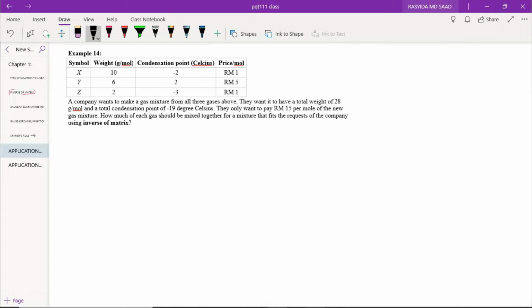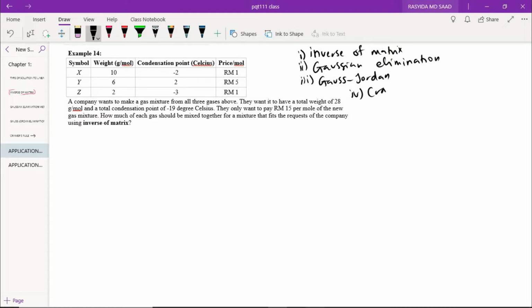For today we're going to take a look at the application of matrix. So remember, in linear systems there are four methods that can be used. The first one is inverse of matrix. The second one is Gaussian elimination. The third one is Gauss-Jordan. The fourth one is Cramer's rule.